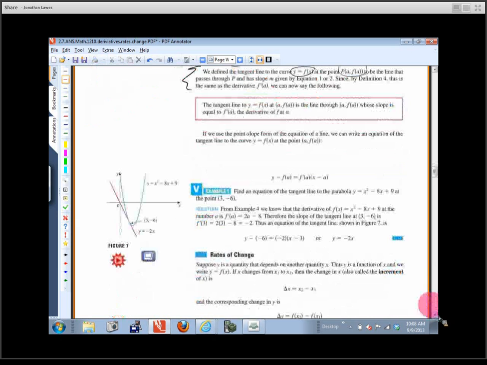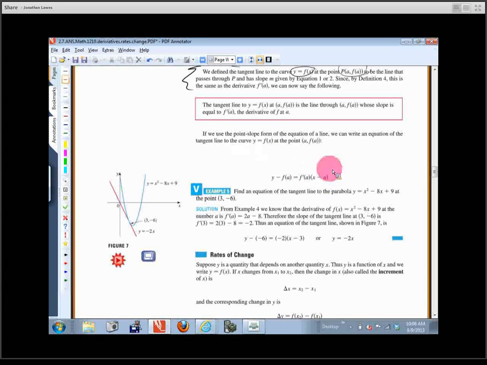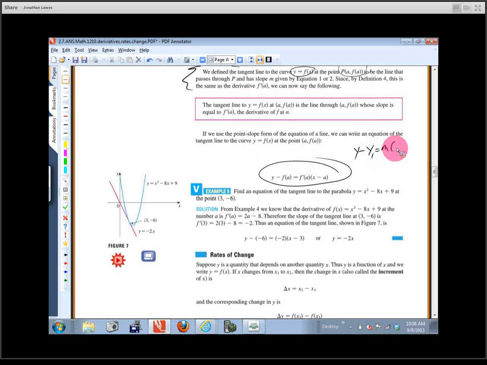And then it says, if we use the point slope form of the equation of the line, we can write the equation of the line tangent to the curve this way. And that's how we wrote those before, right? Didn't we use y minus y1 equals m times x minus x1? Really, the only thing that they've replaced here is instead of using an x coordinate, they called this an a. Instead of using a y coordinate, they called this f of a. And what did they put in place of the slope? The derivative. The derivative at that point.